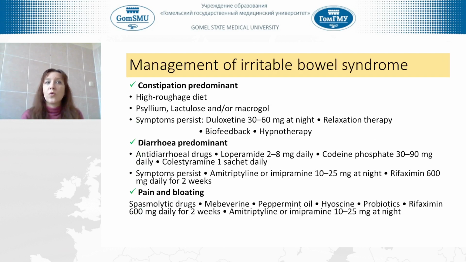Management for constipation predominant: high fiber diet, psyllium, lactulose, and macrogol. If symptoms persist, it can be duloxetine 60 milligrams at night, relaxation therapy, biofeedback, hydrotherapy. For diarrhea predominant: antidiarrheal drugs, loperamide, codeine phosphate, cholestyramine. If symptoms persist, the patient can add amitriptyline or ondansetron, rifaximin.